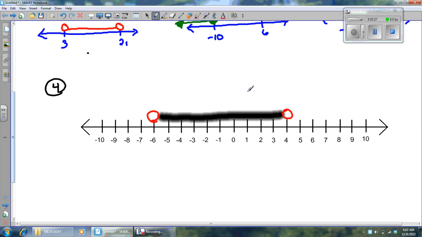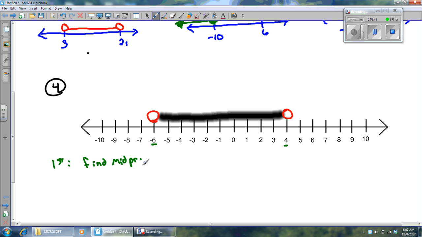All right, let's take a look at this other type of problem. Here I have the graph, and I'm going to see if I can come up with the absolute value inequality. I'll tell you the first thing I'm going to do is I'm going to find the midpoint. All right, I'm going from negative 6 to positive 4.